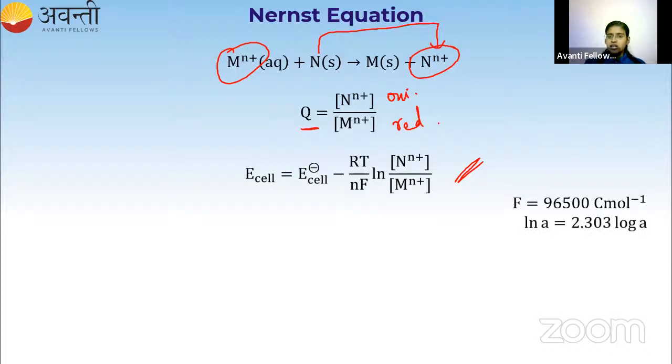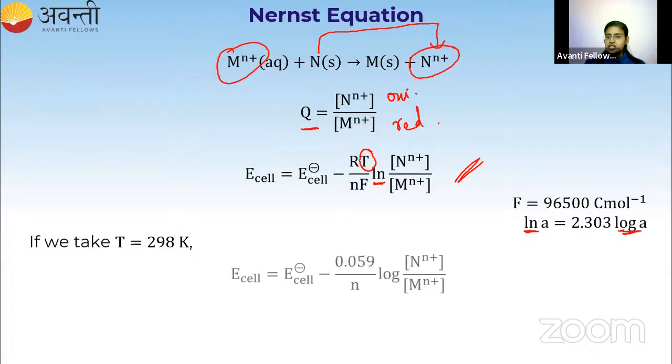Value is 96,500, and the logarithmic function of A is 2.303 into log A. So if I want to convert this ln to log, I have to multiply by 2.303. And I'm going to take the temperature value as 298 Kelvin. By taking the temperature as 298 Kelvin and multiplying with the R value and dividing with the F value, I will get one final number, which is equal to 0.059. If I multiply and divide this entire thing, which is a constant value, I will get one number, which is 0.059, divided by n.